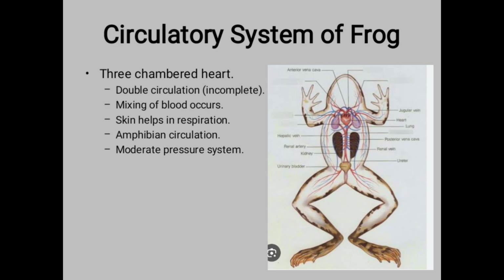Now, amphibian circulation. The frog's incomplete circulation is also called the amphibian circulation because this type of circulation is only present in amphibians. Last is the moderate pressure system. Here they are saying that, like I told you, there is low blood pressure in fish, but in the frog circulatory system there is moderate blood pressure, meaning medium, in the middle.